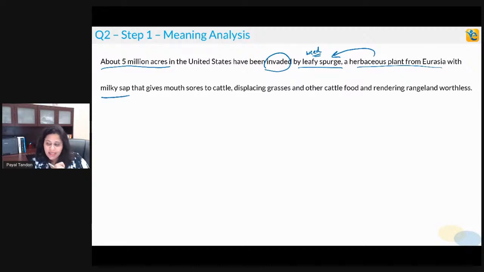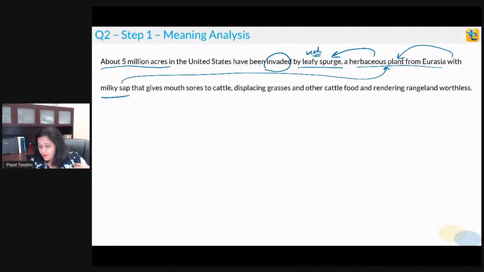Now what has milky sap? Does Eurasia have milky sap? No, it's the herbaceous plant that has this milky sap. That's a logical thing. And again, over here, with milky sap is modifying the plant and not Eurasia. So again, you have to always go by the context and not simply by the idea that with needs to modify the closest modifier, the closest noun entity.